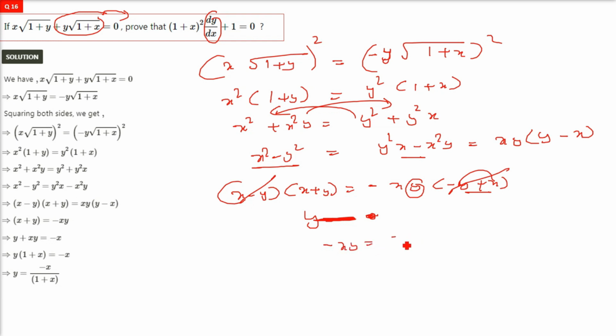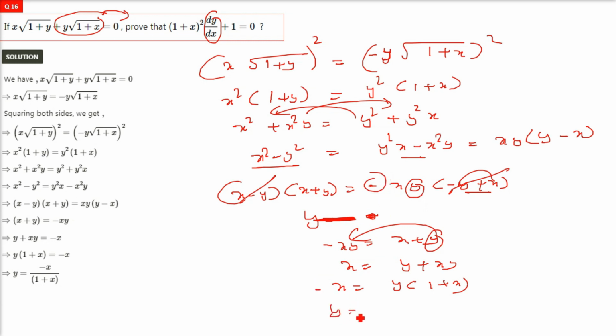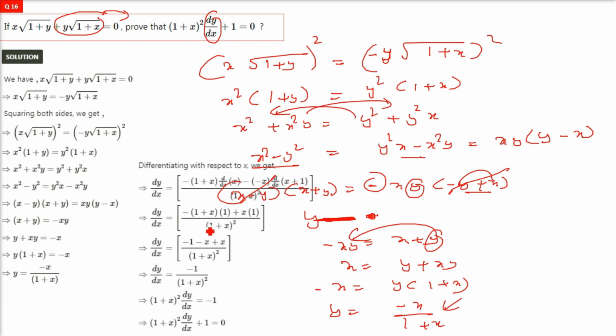I hope you got the idea: minus xy equals x plus y, and we have to find y. So let us take y on one side. So this y goes here, x will be y plus xy, and because it was already negative 1, remember. So we have x equals, this negative is already there, okay. So we have y equals negative x by 1 plus x. Now this is what we wanted: y on one side, x on the other side.